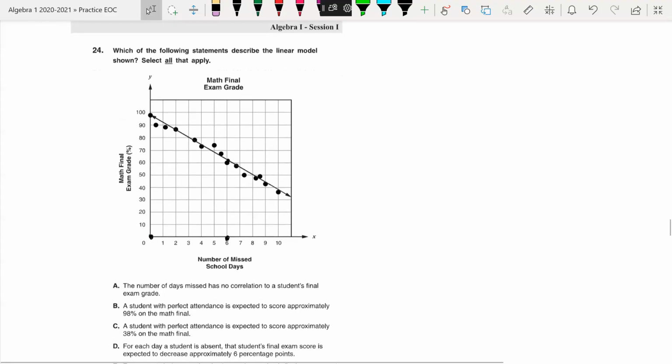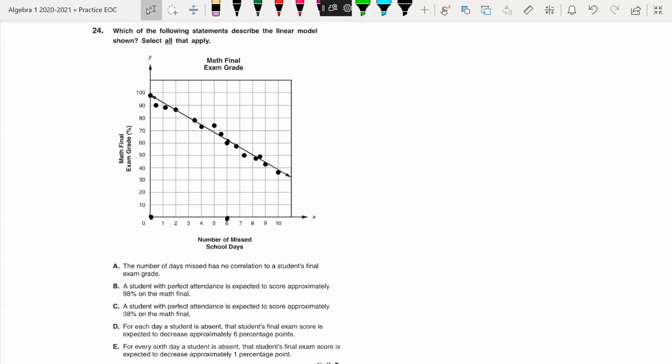Number 24, it says, which of the following statements best describes the linear model shown? Select all that apply. The number of days missed has no correlation to a student's final exam grade. Well, it kind of looks like they're correlated because the more days you missed, you kind of know what happens to your test grade, it goes down. So there is a correlation, so it's not A.